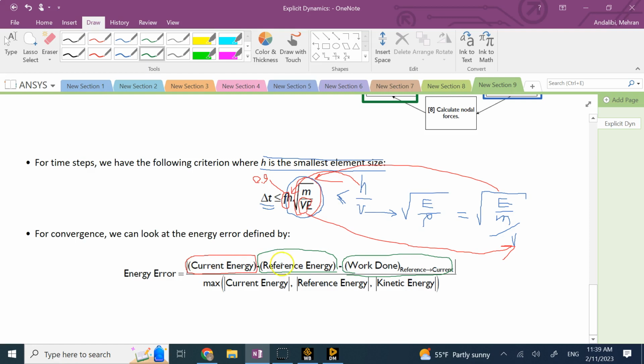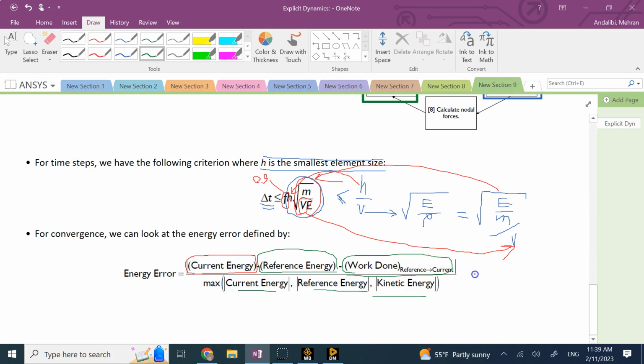You subtract, and ideally the numerator should be 0 because these green entities should approximate the red one, but until you converge, they are not going to be very close. And then we divide it by the maximum of the current energy, the kinetic energy, and the reference energy. So when this energy error is less than some threshold, we say that, hey, now our approximation of the current energy is matching the real current energy, so I'm converging.